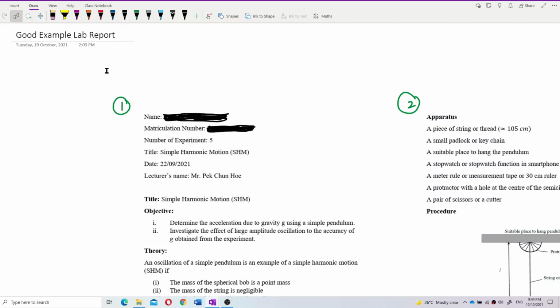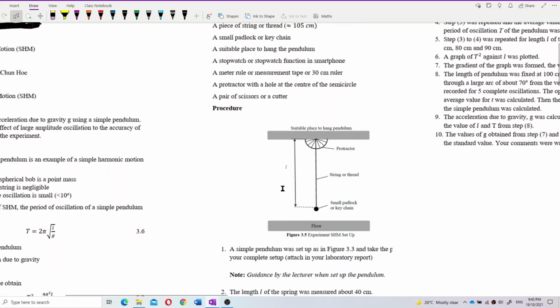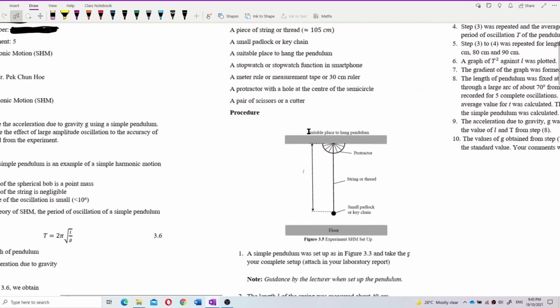Now I will show you a good example of a lab report, which is on simple harmonic motion of a simple pendulum, based on the simple pendulum experiment. However, our practical test is not about the simple pendulum, but about the spring mass system. So be careful. It's a different experiment, but with almost a similar structure.